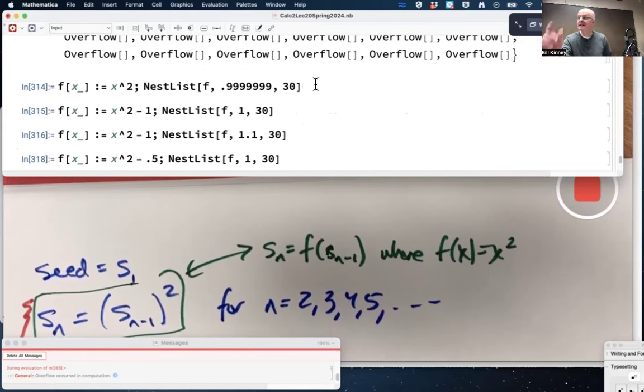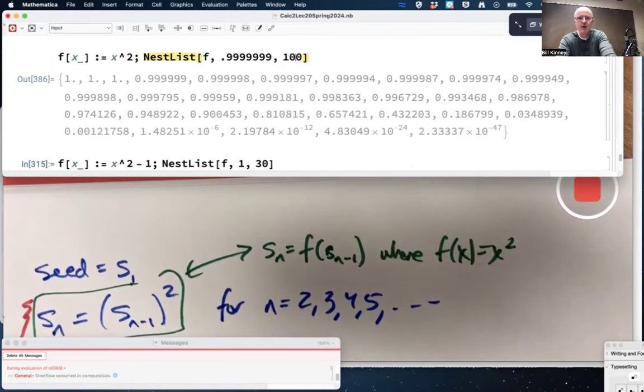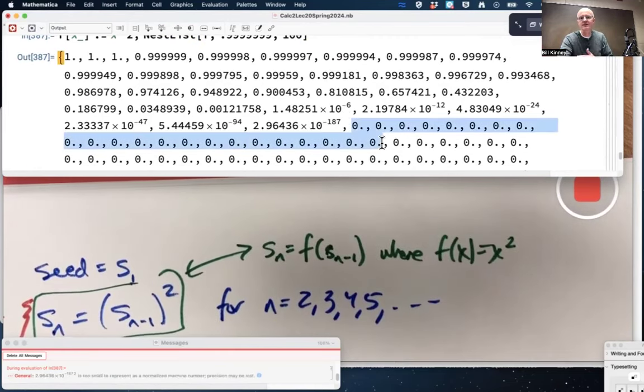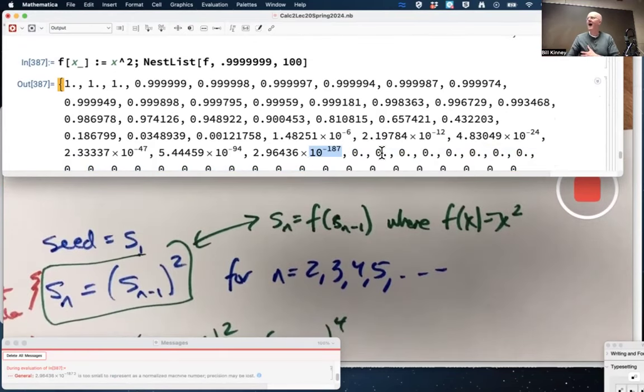If we try a different seed, same function, x squared, but new seed, 0.99999, what happens now? Now they go to 0. And I think you can get overflow toward 0, or it effectively rounds to 0. 10 to the negative 187 power there. I don't know why it's not doing bigger negative powers there. You'd think it could be able to handle it. The limit there exists. It's the same function, the same recursive indirect formula, but different seed produces a different sequence. This sequence converges to 0.